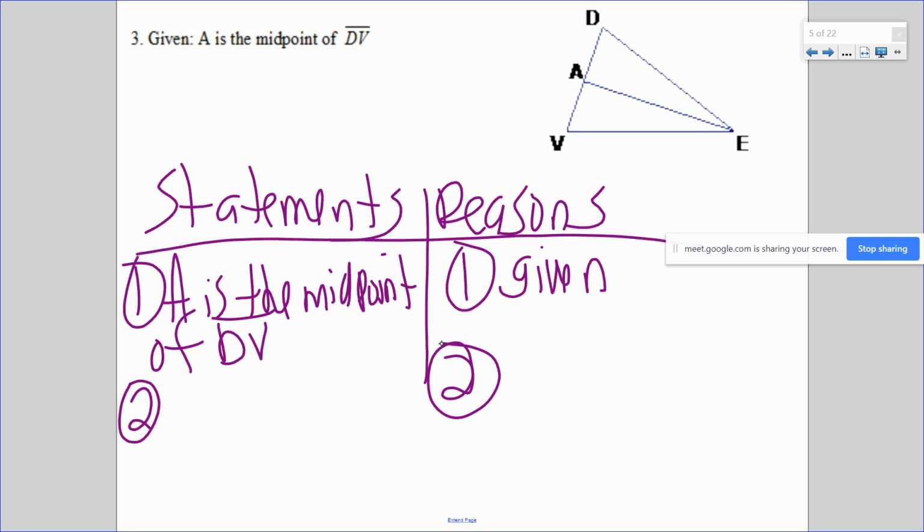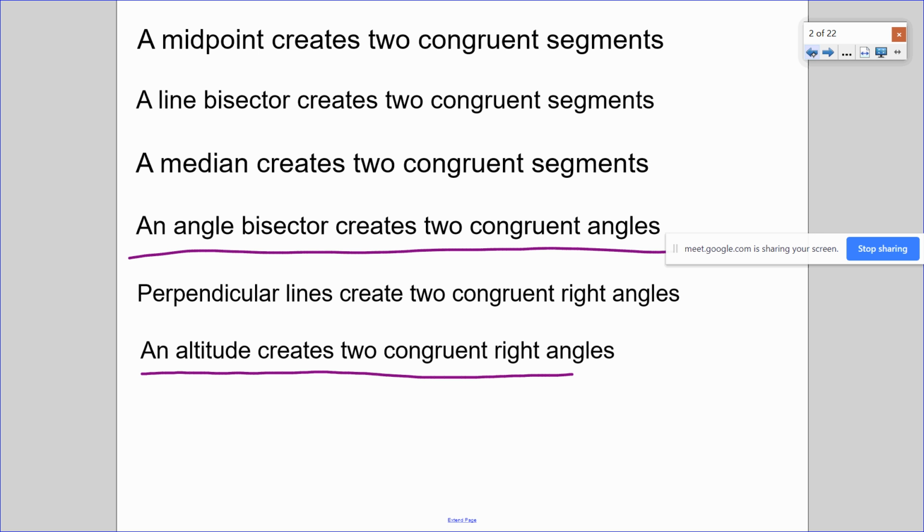Now, I like to do my second reason before my second statement because my reason will help me with my statement. Midpoint, I go back to my list of definitions, which you are going to have memorized at a certain point. Normally, I would quiz you on your definitions, but I don't know how I'm going to virtually quiz you on your definitions because you're just going to copy and paste them. And so, a midpoint creates two congruent segments.